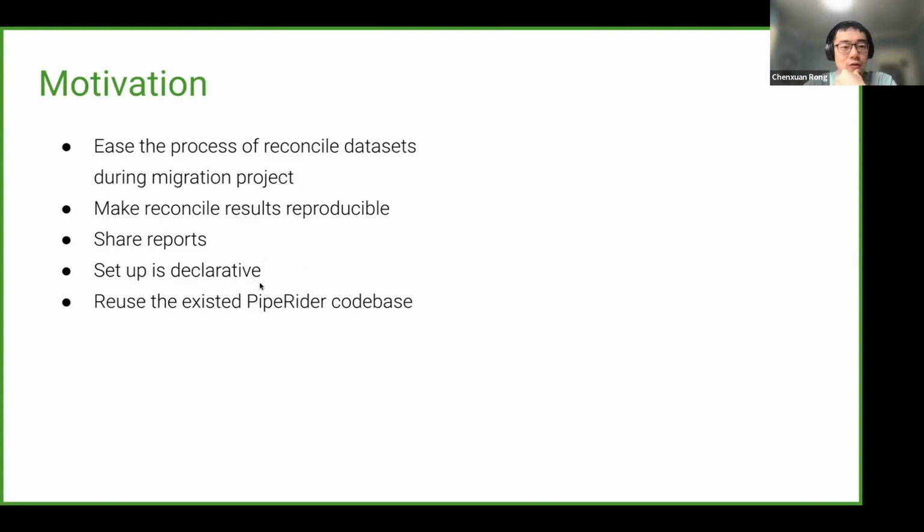So the main motivation is to make the result reproducible and make reports easy to share. The main thinking is that the setup should be declarative, which can standardize it: say you have a base and target table, how you want to compare these two tables. And the last is that PipeRider's profiling feature is what hit me, and I really like it. So I think it's a good idea to reuse the existing code base to see what I can do.